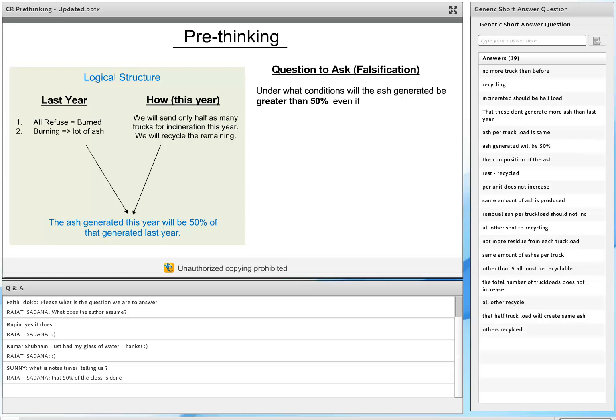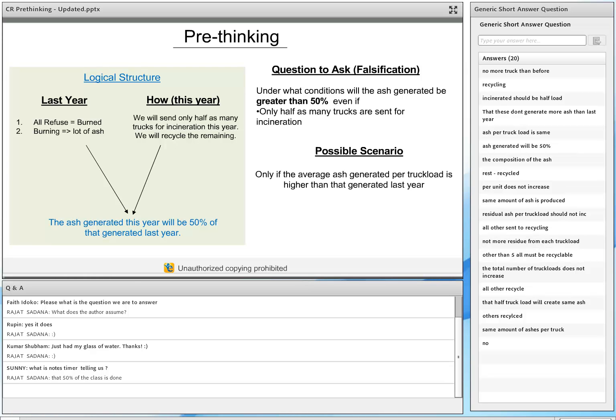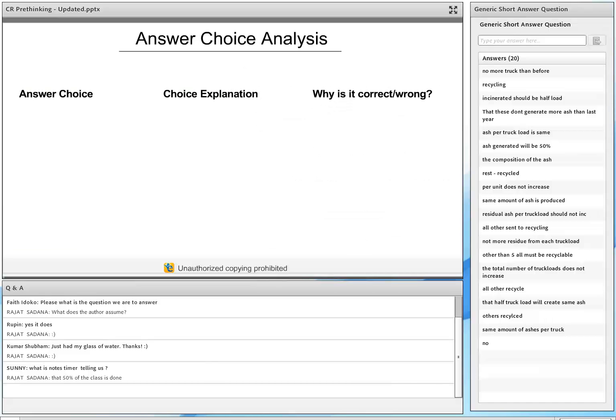So what's the falsification question? Under what conditions will the ash generated be greater than 50% even if you only send half as many truckloads for incineration? The only possible scenario is if the average ash generated per truckload is higher than what was generated per truckload last year. So my assumption really is that ash per truckload either remains similar or is lower than what it was last year. Okay, which is choice D.